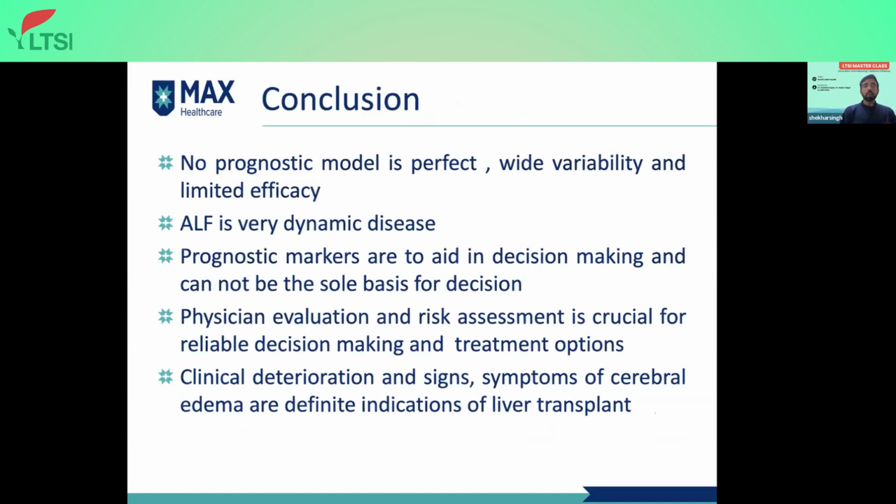So, in conclusion, no prognostic model is perfect. There is wide variability in these models and with limited efficacy. ALF is a very dynamic disease, and prognostic markers are to aid in decision making; they cannot be the sole basis for the decision. Physician evaluation and risk assessment is very crucial for making a reliable decision and treatment options. Clinical deterioration and signs and symptoms of cerebral edema are definite indications for liver transplant.